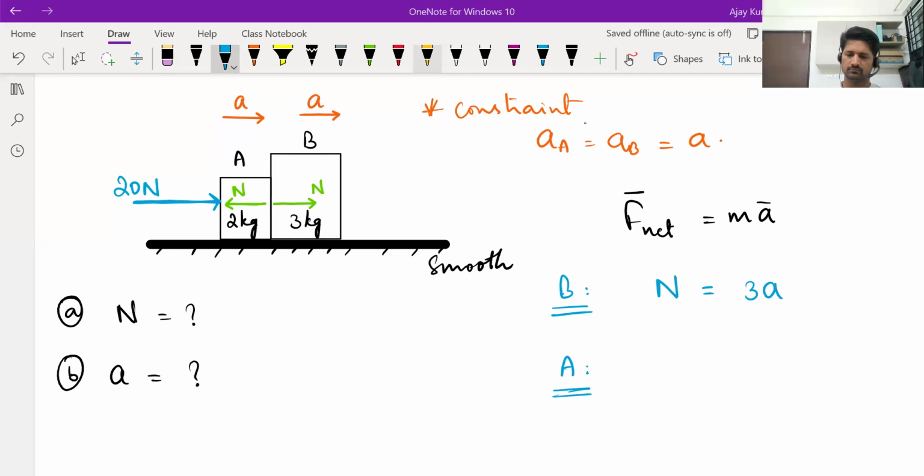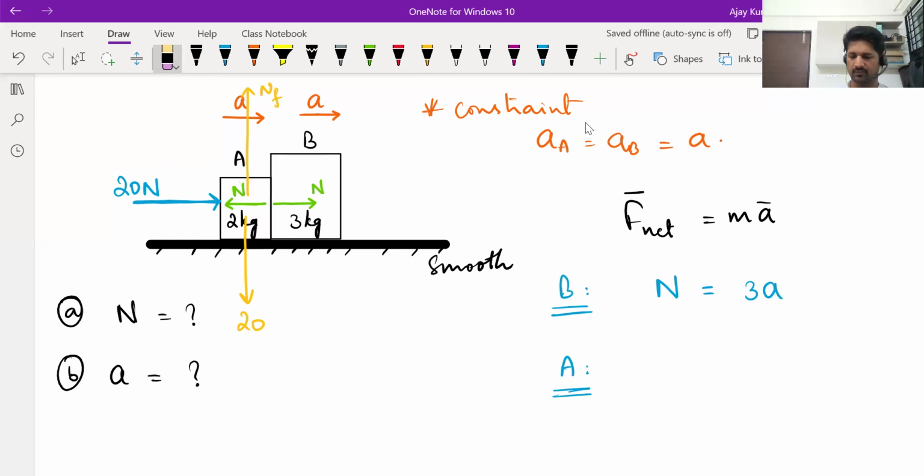So gravity and the reaction force perpendicular to the surface. Okay, gravity downwards, normal force from the surface, that will be upwards. And obviously, 20 Newton and the reaction force to it. And clearly there is this 20 Newton acting, and there will be an opposing force from B also. This N also will be acting on A. So there are four forces acting on A.